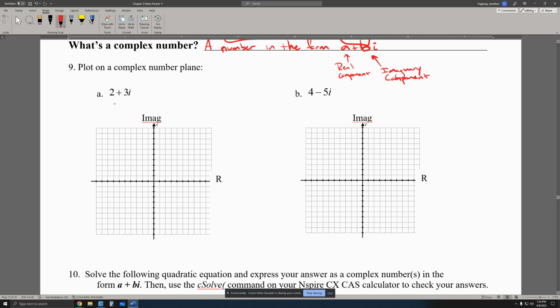So 2 plus 3i, we would go to the right 2 on the real axis, and then up 3 on the imaginary axis. And so this point here in quadrant 1 on the complex plane would be 2 plus 3i. 4 minus 5i, we're going to go to the right 4 and down 5. And so this would be the point 4 minus 5i on the complex plane.